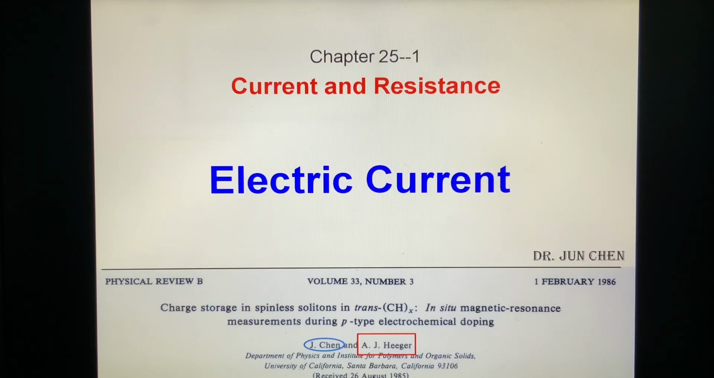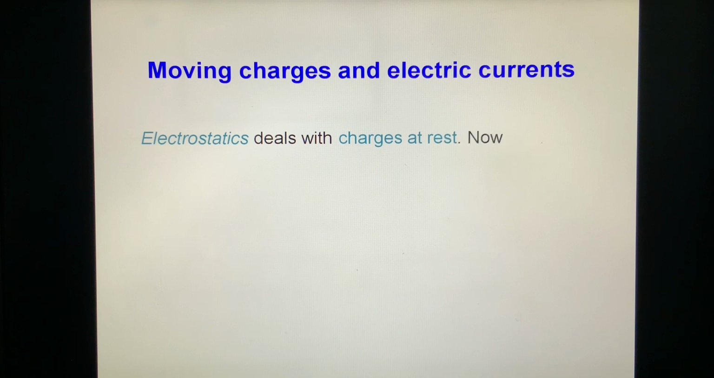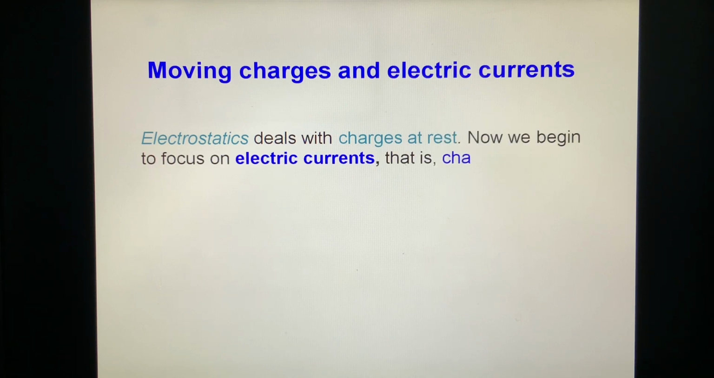Electric current. Moving charges and electric currents. Electrostatics deals with charges at rest. Now we begin to focus on electric currents, that is, charges in motion.